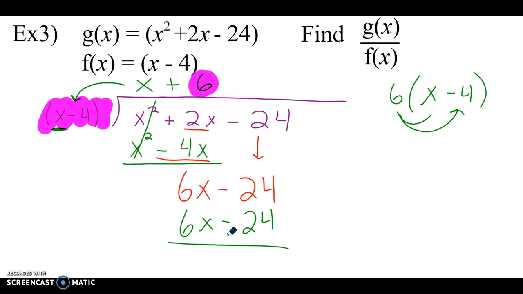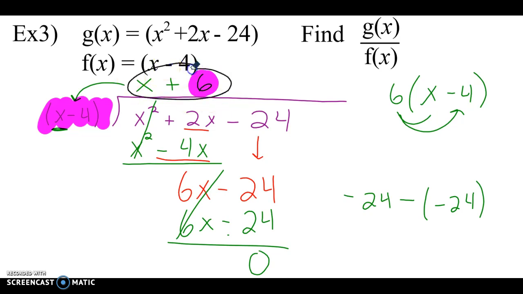And then we subtract down. What's 6x minus 6x? 0. What's negative 24 minus negative 24? 0. So you're always going to take the top number that you get times the front, the outside. Like always. So our answer is whatever ends up on top. So on the test, I would write x plus 6 and circle it. That's my answer.